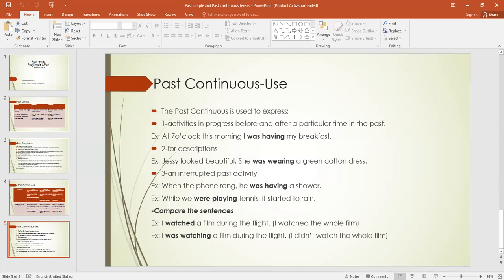But the verb after while should be past continuous. لكن الفعل بعد while يجب أن يكون ماضي مستمر.